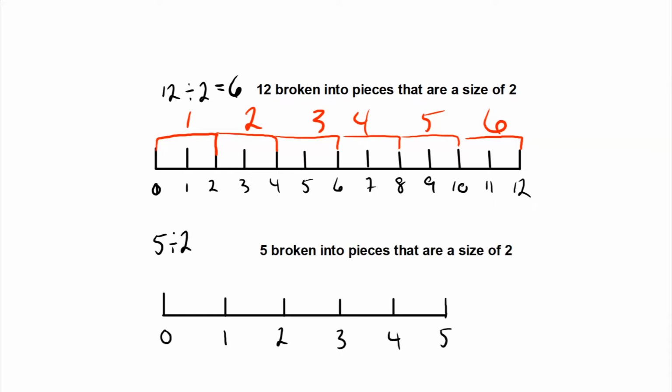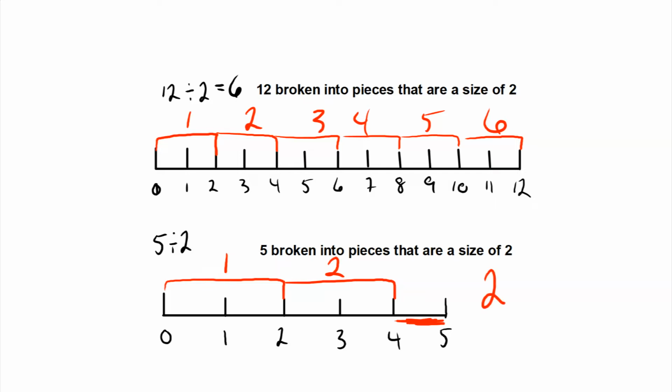And similarly, 5 divided by 2, we follow the same approach. We've got a number line that goes to 5. We're breaking it up into bite-sized chunks that are 2 in size. And of course, we've got 2 pieces that are 2 in length. But then we have a piece left over here that's just 1 in length. So for the answer to 5 divided by 2, we've got 2 full chunks. So that gives us the 2.